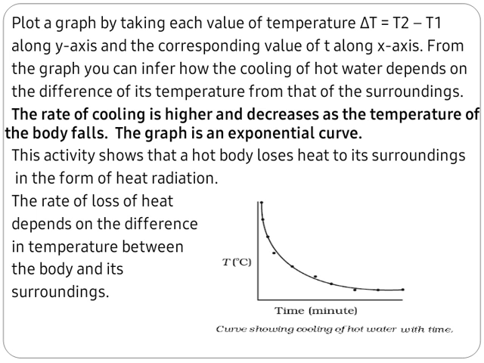From the graph, you can infer how the cooling of hot water depends on the temperature difference from that of the surroundings. You can notice that initially the rate of cooling is higher and decreases as the temperature of the body falls. This activity shows that a hot body loses heat energy to its surroundings in the form of heat radiation. The rate of loss of heat energy depends on the difference in temperature between the body and its surroundings.